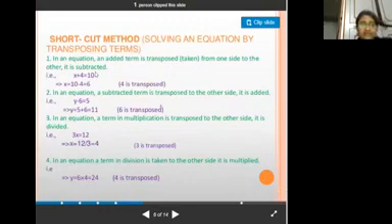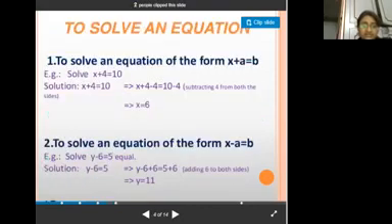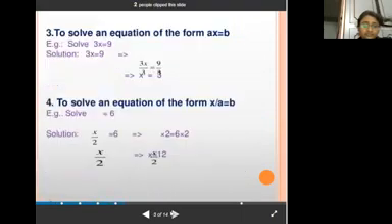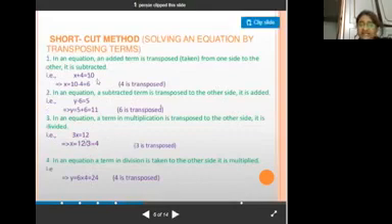If in an equation an added term is transposed from one side to the other, it is subtracted. जब वो LHS में एडिशन की फॉर्म में होगा, जब हम उसे राइट हैंड साइड पे लेके जाएंगे तो वो सब्ट्रैक्ट हो जाएगा. That means x plus 4 is equal to 10. When we take this 4 to the other side, it gets subtracted. That means x is equal to 10 minus 4, that is x is equal to 6.